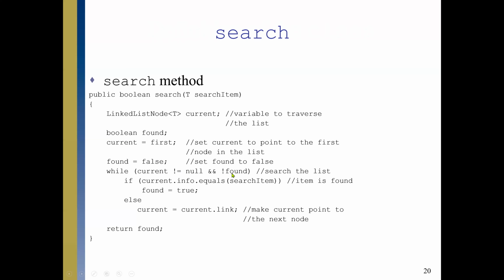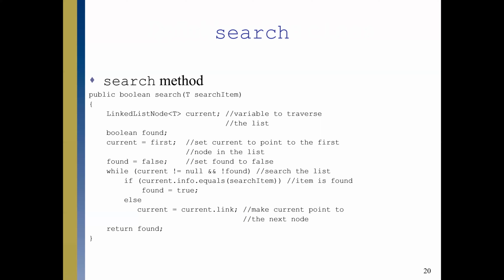So if these two conditions are true, then we search the list. So how do we search the list? We say, okay, if the current.info, where current is the node, if the information in that node is equal to the search key, what we are searching for, then we find it. So we set found to true. Otherwise, we go to the next item. So this will be current.link assigned to current. We go to the next node.